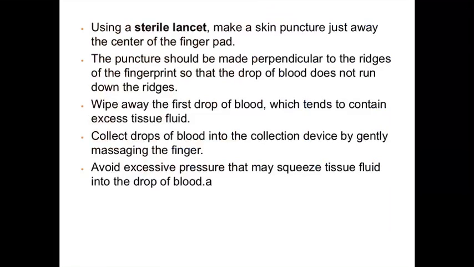Using a sterile lancet, make a skin puncture just off the center of the finger pad. The puncture should be made perpendicular to the ridges of the fingertip so that a drop of blood does not run along the ridges. Wipe away the first drop of blood, which tends to contain excess tissue fluid. Collect the drop of blood into the blood collection device by gently massaging the finger, and avoid excessive pressure that may squeeze tissue fluid into the drop of blood.